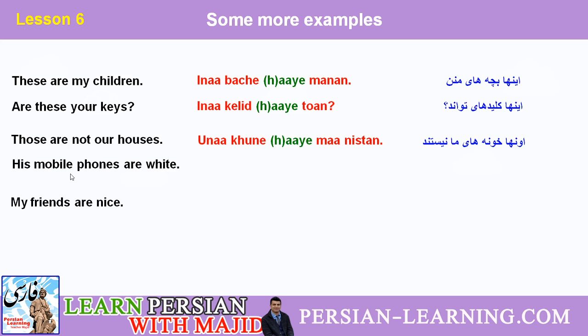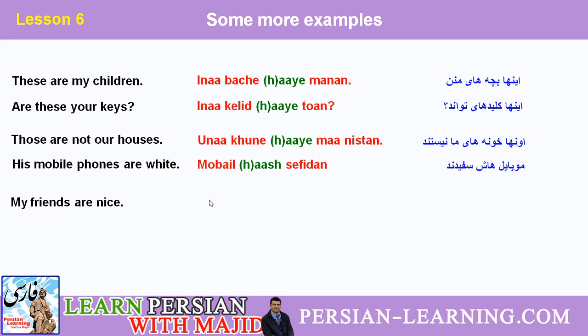Next example. His mobile phones are white. Mobile phone is mobile. Then we have mobile phones, mobile ها. Then his mobile phones. Mobile هاش or mobile های اون سفیدن. سفید means white and are سفیدن. Mobile هاش سفیدن.